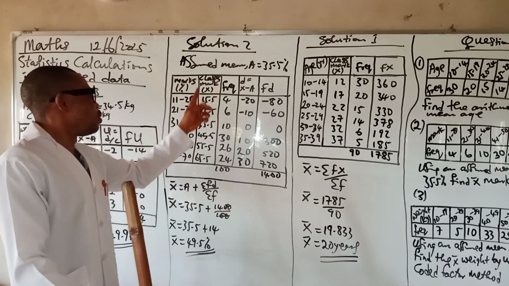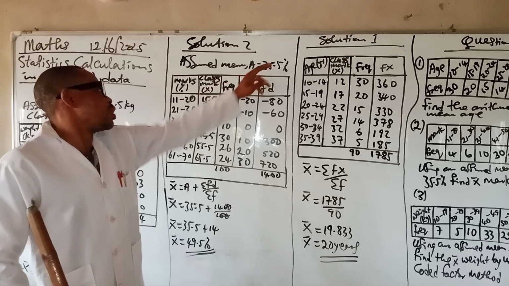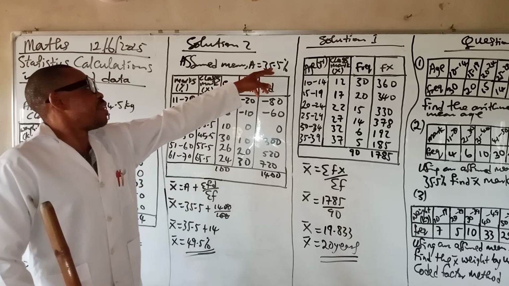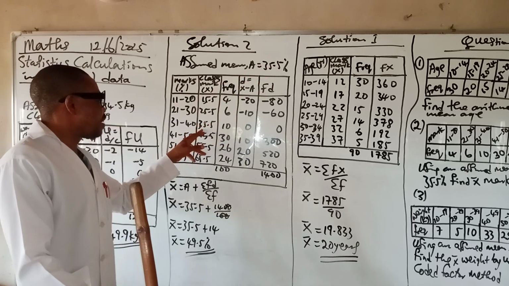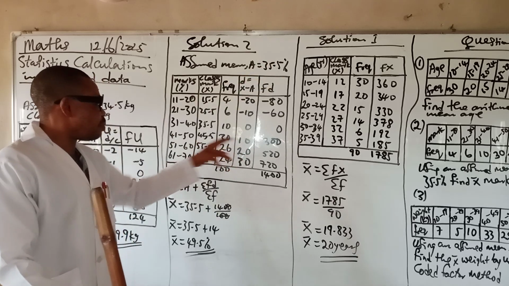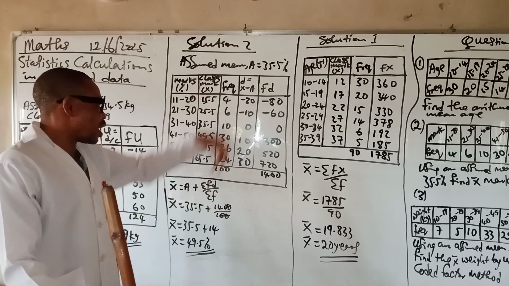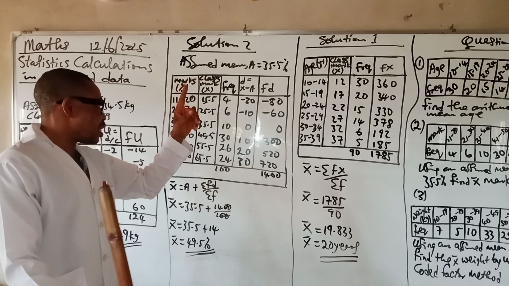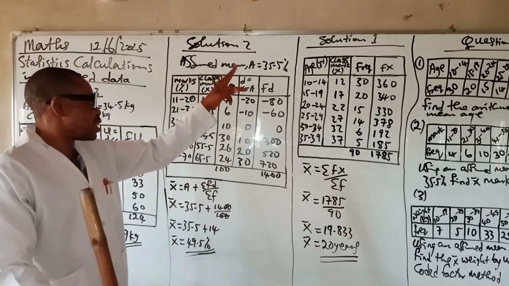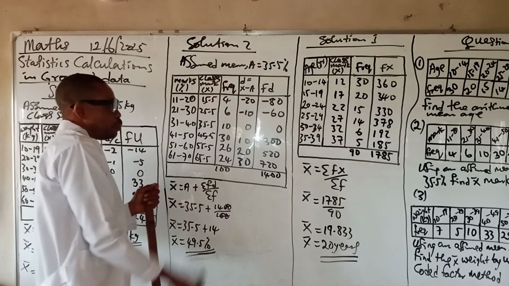The first value of x is 15.5 minus the assumed mean given, 35.5. That is how we got minus 20. 25.5 minus 35.5 gives us minus 10. 35.5 minus 35.5 gives us 0. And that's how we got 10, by saying 45.5 minus 35.5 is 10. That one is positive, these ones are negative. 55.5 minus 35.5 gives us 20. And 65.5 minus 35.5 gives us 30. That is how we arrive at this column.